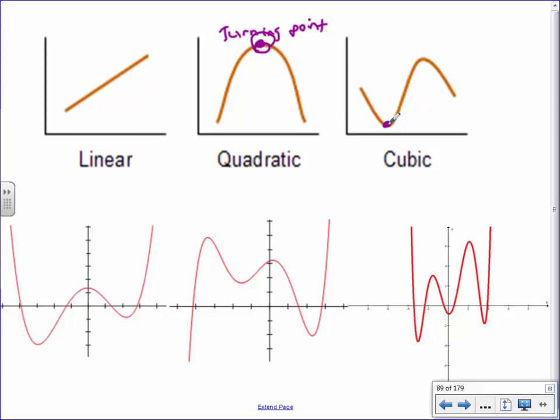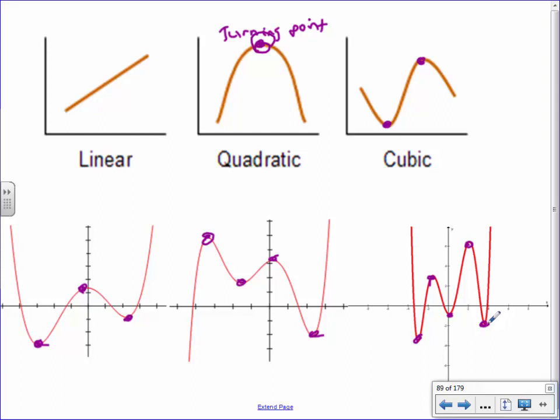Well, this one turns around twice. And the pattern continues. This one turns around 1, 2, 3 times. This one turns around 1, 2, 3, 4 times. 1, 2, 3, 4, 5 times. So that's one of the cool things that you'll start noticing about polynomials: the degree of the polynomial has one less turning point.